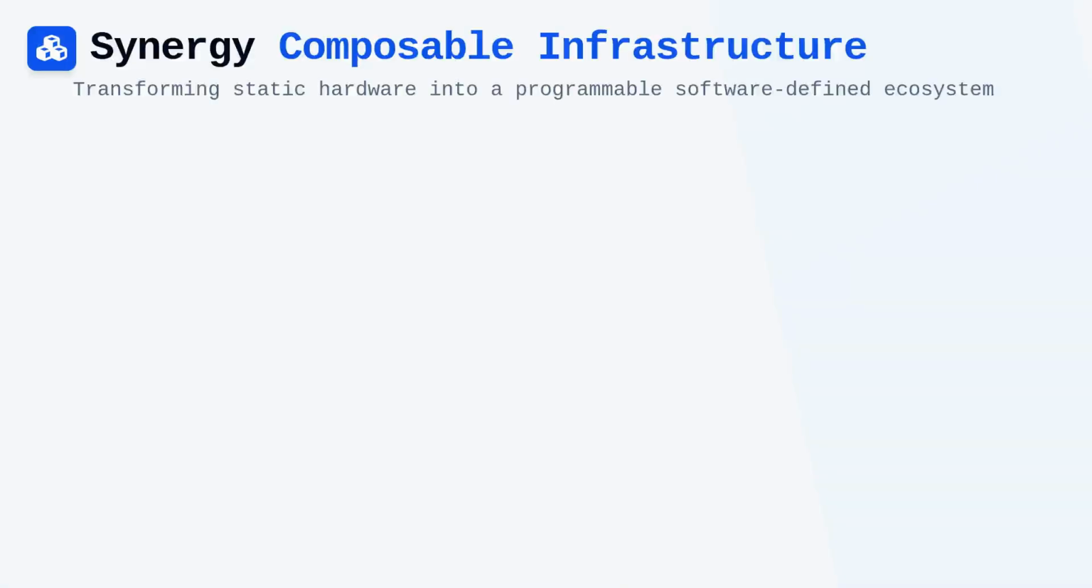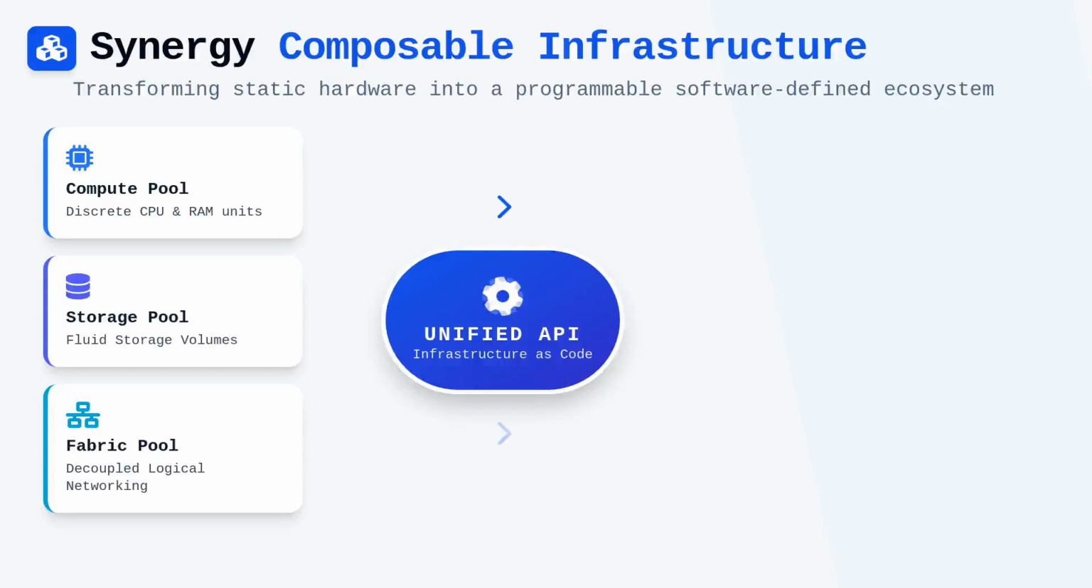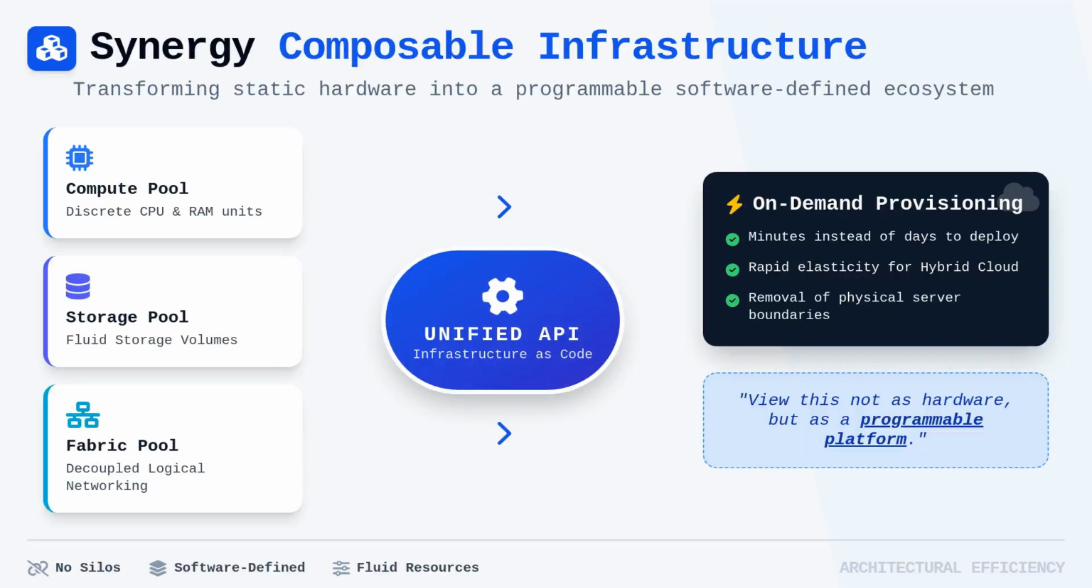Synergy Composable Infrastructure functions as a fluid pool of compute, storage, and fabric resources that can be provisioned on demand through a single, unified interface. Unlike traditional siloed hardware architectures where physical server boundaries constrain resource allocation, Synergy treats every component as a discrete unit within a software-defined ecosystem. The fundamental mechanism here is the composable fabric, which allows you to decouple physical cabling from logical network configurations. By utilizing a unified API, administrators can compose a complex infrastructure stack, spanning servers, storage volumes, and network segments, in a matter of minutes rather than days.